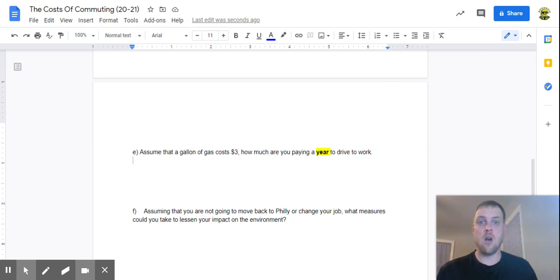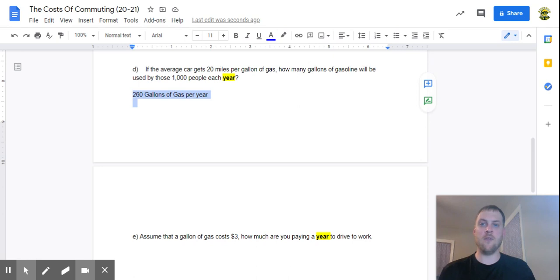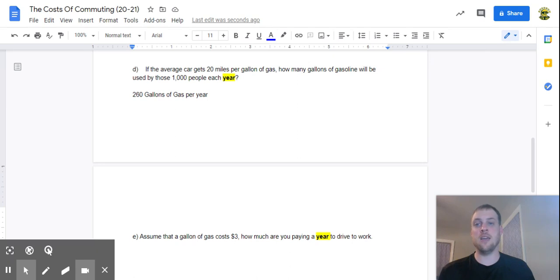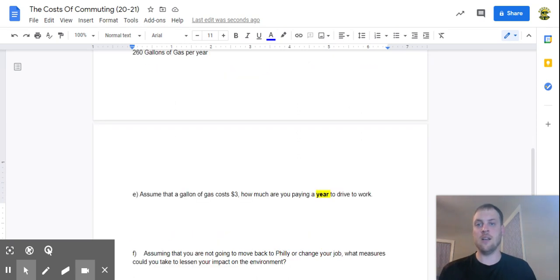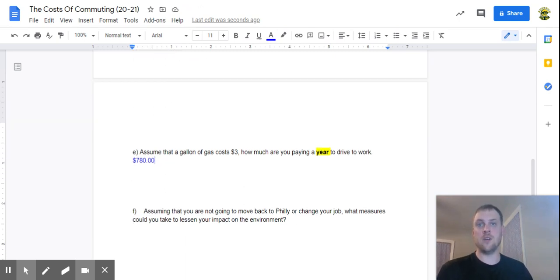So how much are we paying per year to drive to work? We're paying for an additional 260 gallons. So we're going to multiply those 260 gallons by the $3 each of those gallons costs. And that's going to tell us that you're spending on average, and again, right now probably more than that, $780, so like $800 in gas. That's a lot of money just to go to work.